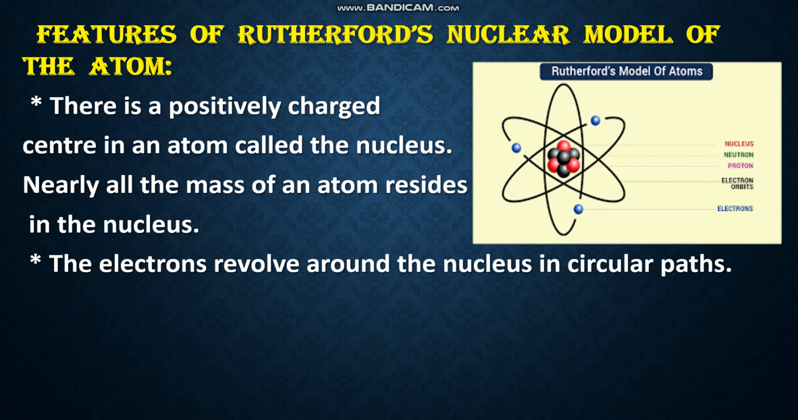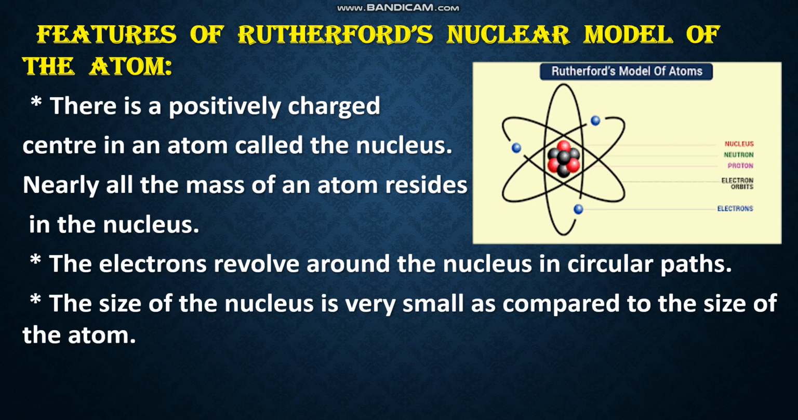So we have seen now how he conducted the experiment, what he observed from his experiment, from the observation what he concluded, and what are the features of the nuclear model of Rutherford. So what are the features? There is a positively charged center in an atom called the nucleus. Nearly all the mass of an atom resides in the nucleus. Then the electrons revolve around the nucleus in circular paths. The size of the nucleus is very small as compared to the size of the atom. So, comparing the whole size of the atom, the nucleus size is very small.